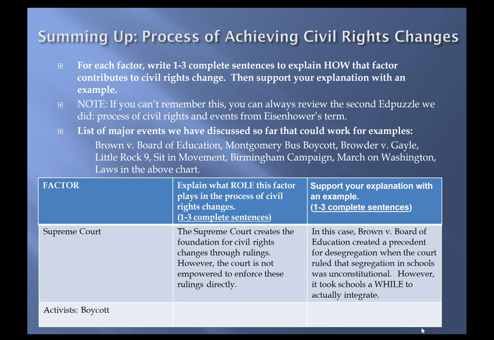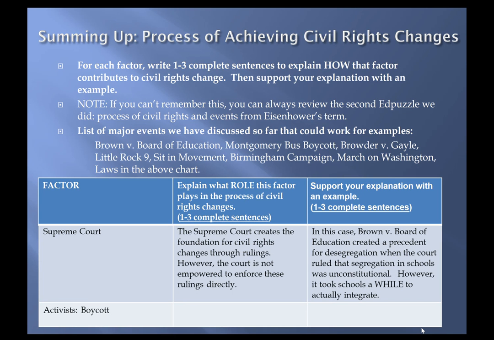Okay, and then over on the explanation of an example, I have, in this case, Brown versus Board of Education created a precedent for desegregation when the court ruled that segregation in schools was unconstitutional. However, it took schools a while to actually integrate, right? So that's my explanation of how this works and what it looked like in the specific context that we're doing.